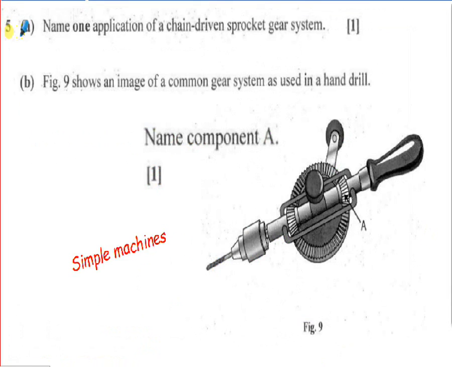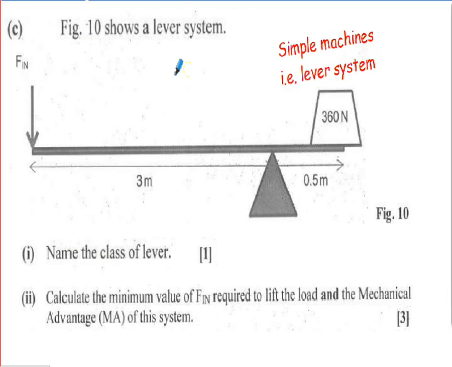In question 5, part A, it wants you to name an application for a chain drive sprocket, a gear system. I'm sure you can think of an application for that. And in part B, it simply wants you to name the component labelled A here. It's just 1 mark for each of those. What's the name of that particular component? Okay, so descriptive questions there.